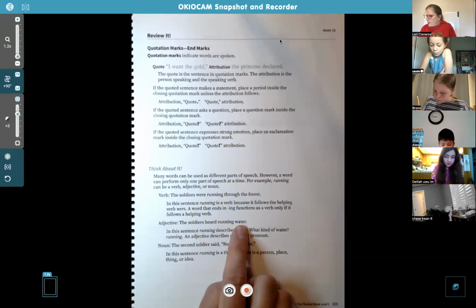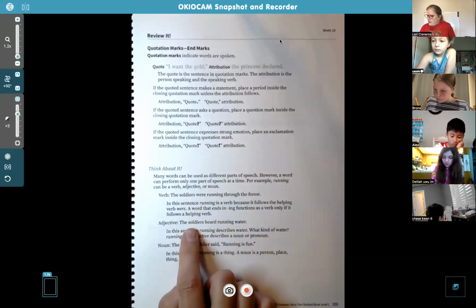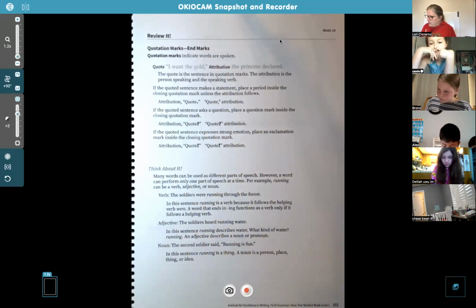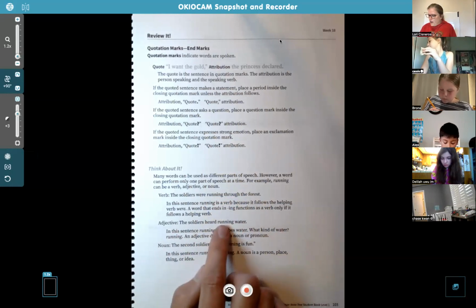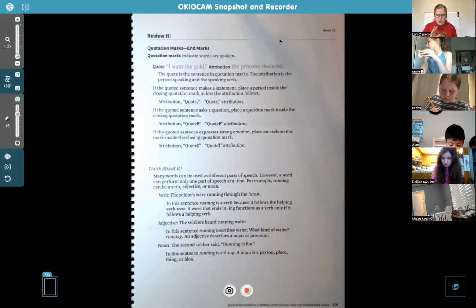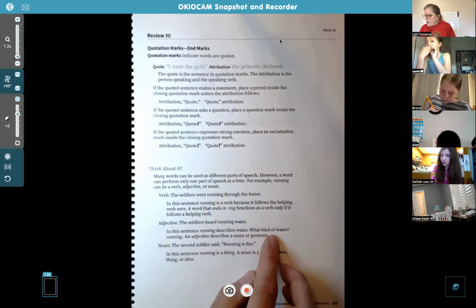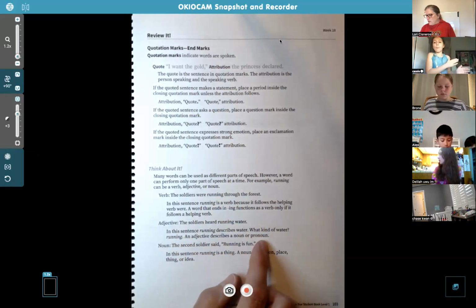So Chase, we're on page 103 in grammar, okay? So turn to page 103. We're learning that sometimes words are different in different sentences, but they can only function as one part of speech in the sentence at a time, okay? So running through the forest, that's an action. Running water means it's an adjective, it's describing the water. What kind of water? Running. An adjective describes a noun or pronoun.